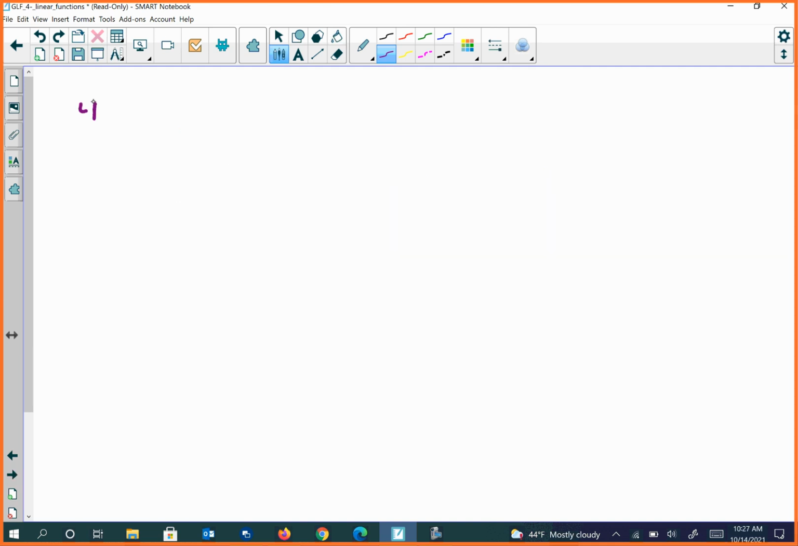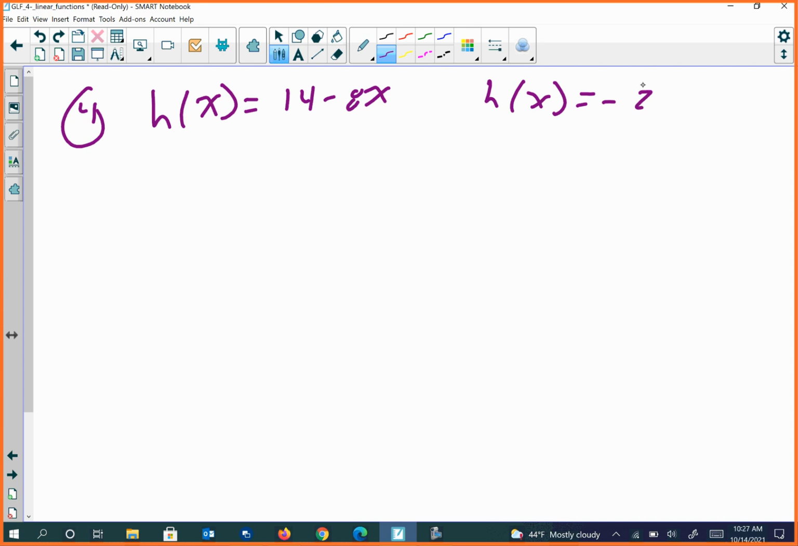So number 4, they tell us that h of x is equal to 14 minus 8x. And they also tell us h of x is equal to -2. So we know that h of x is the exact same thing. So that means they're the same function. So I'm going to take what this is and set it equal to that.